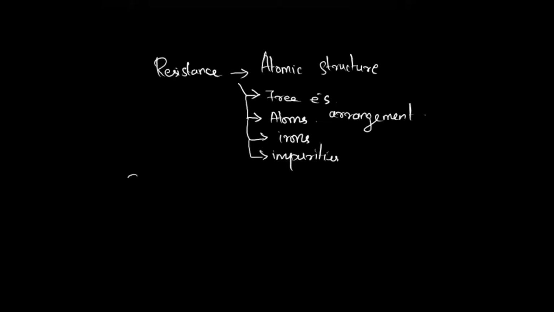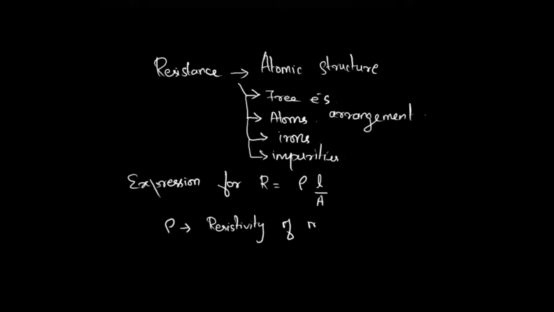Now the expression for this resistance is R is equal to rho L by A, where rho is the resistivity of the material. It depends on the material property, that is, it depends on the number of free electrons and it depends on the atomic arrangement inside the material. So it is a property of the material.